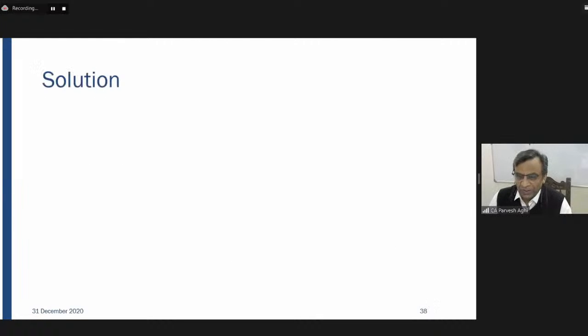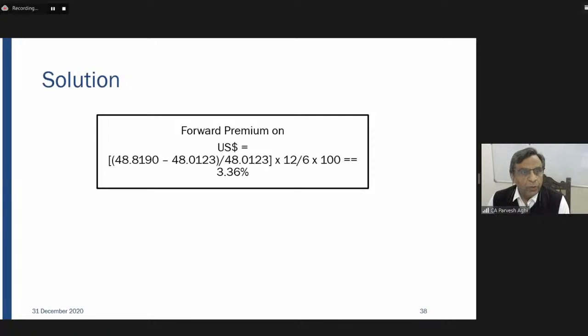So let's understand this. Let's find out what is the forward premium. We know that the formula is forward rate minus the spot rate divided by the spot rate. So we take the forward rate, which is 48.8190, minus the spot rate, which is 48.0123, divided by 48.0123, which is the spot rate. And then because this is a 6 months forward rate, we'll do 12 by 6 into 100 to calculate the percentage of premium, which comes to 3.36%.